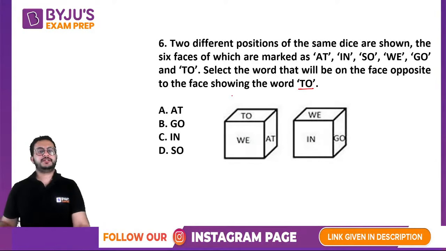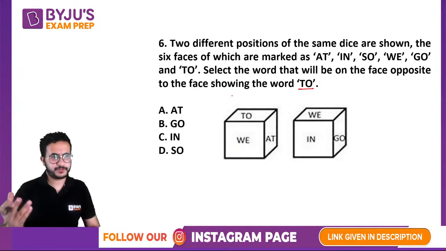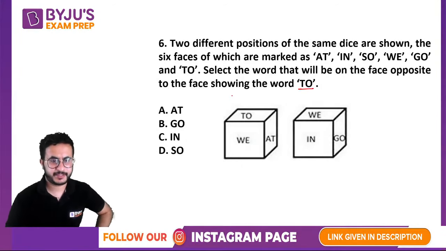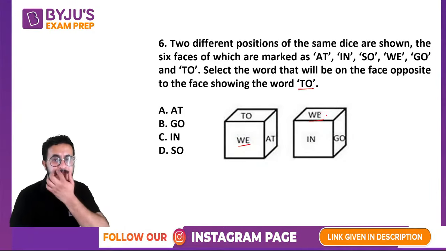Now, how do we do this dice based question? I'll tell you 2 ways to do this. One is by visualization, one is by learning the technique. So visualization says that, what we do in this case is, we will just see one thing is common, that is V. Okay. So when V is common and is at different positions, there are certain rules.